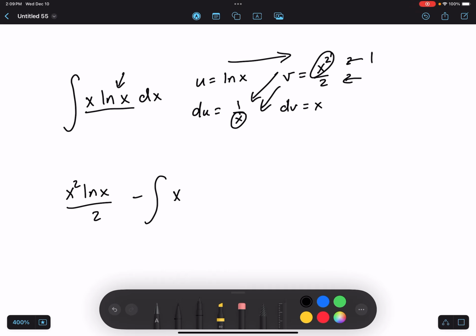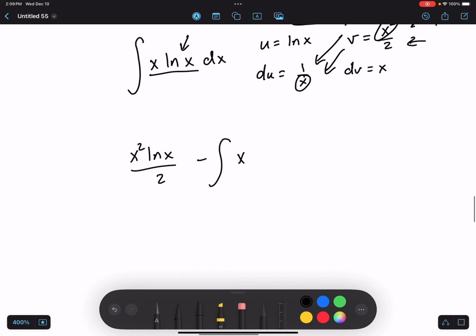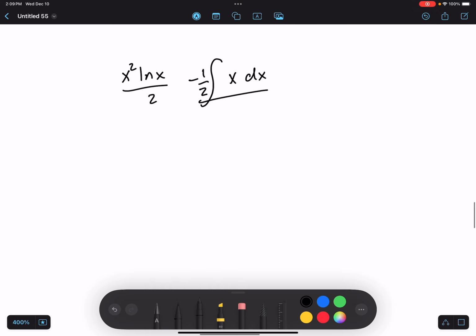And since we've got a 2 in the bottom here, what we'll do to remedy that is put a 1/2 out front. And so we're left with x squared ln x over 2 minus 1/2 the integral of x with respect to x. And so now we just need to integrate this and solve.